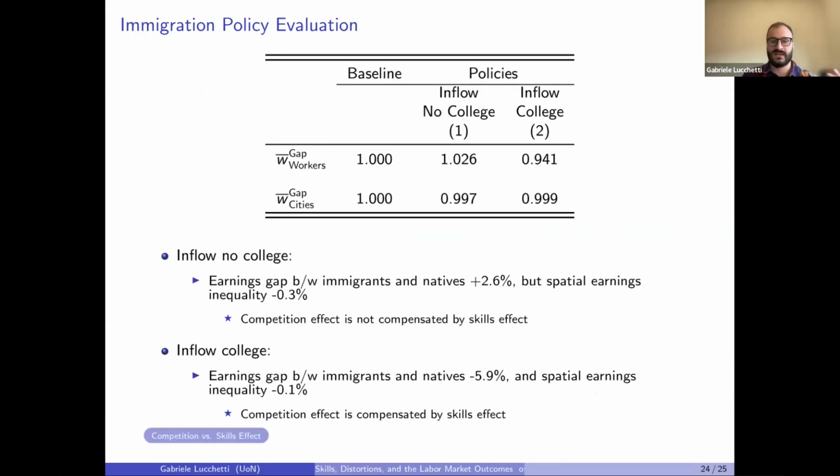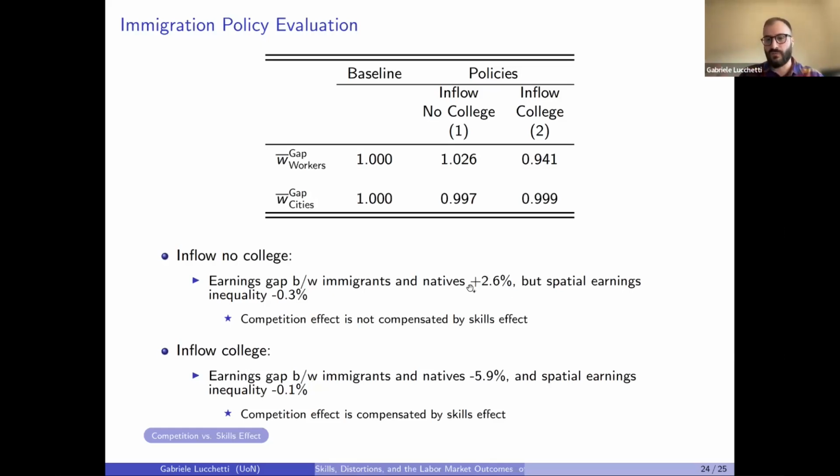So in terms of the results, in terms of the earnings gap between immigrants and natives, and spatial inequality, by allowing for an inflow of immigrants with no college, the earnings gap between immigrants and natives is going to increase by 2.6%. But inequality across cities, especially earnings inequality across cities, is going to decrease by 0.3%. Why? Because, and I didn't have time to show you before, in this case the competition effect, which is the effect on skill prices coming from the allocation of these workers, is not going to be compensated by the skill effect. So these workers will decrease the average productivity of a certain city.